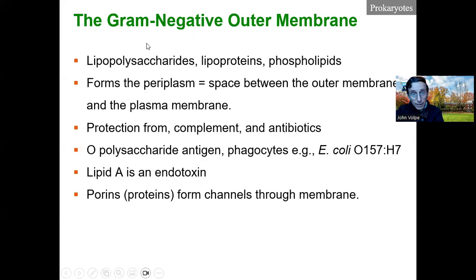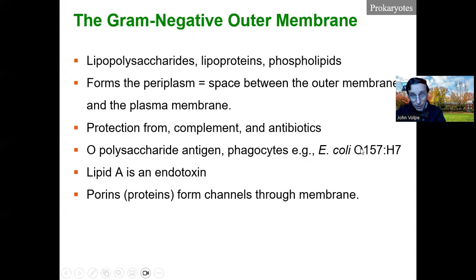The gram-negative outer membrane can contain an O polysaccharide, which can help prevent phagocytosis by phagocytes. Phagocytes are white blood cells that come up to a bacteria and then eat them. And the O polysaccharide is actually the antigen in E. coli O157, in this case H7. That's another antigen, but this is an O polysaccharide that gives this strain of E. coli properties. And O157 and H7 are antigens, but they're also toxic antigens.